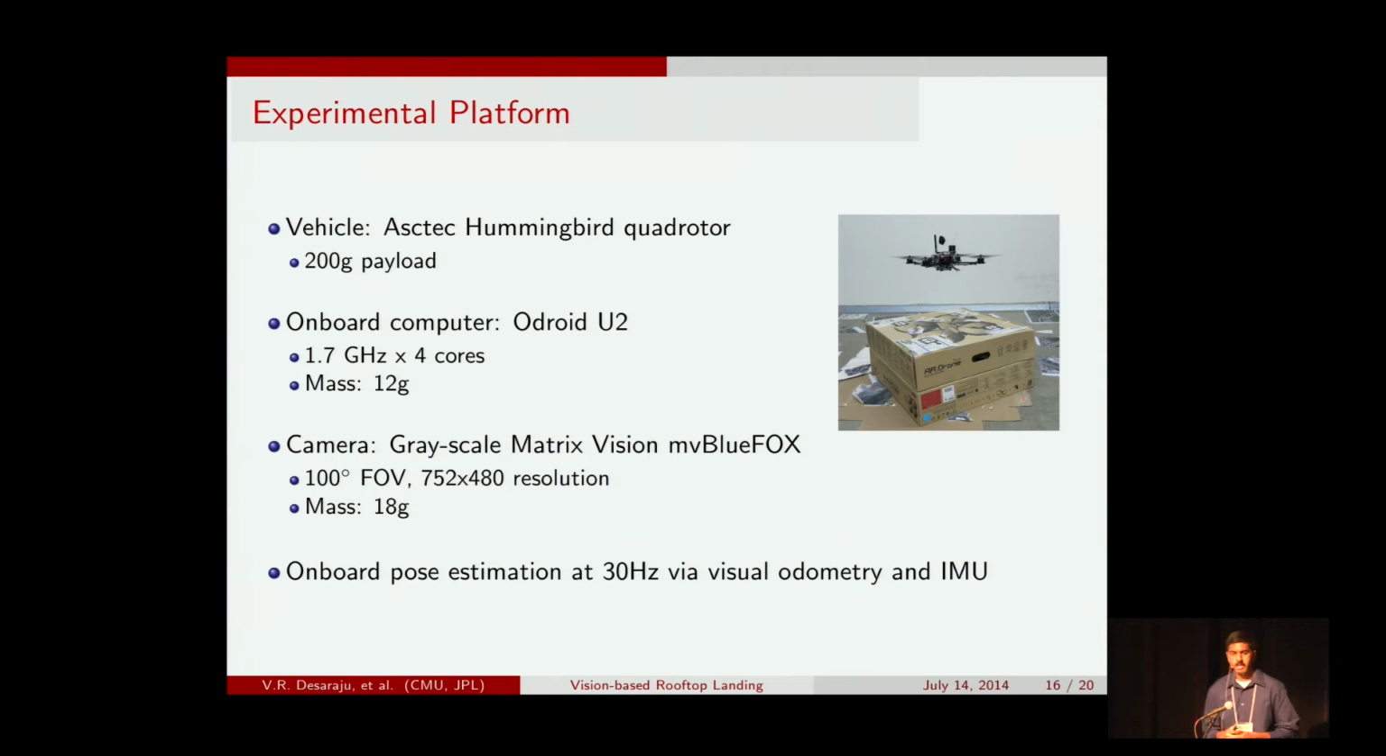So then to evaluate the perception system, we move to a set of experimental tests. The platform we use is an Aztec Humenberger quadrotor, shown here. The vehicle is equipped with an Odroid U2 quad-core computer, which is extremely lightweight, as well as a grayscale matrix vision MV Blue Fox camera, which is also very lightweight. The vehicle also has onboard pose estimation running at 30 hertz, using a combination of visual odometry and IMU.